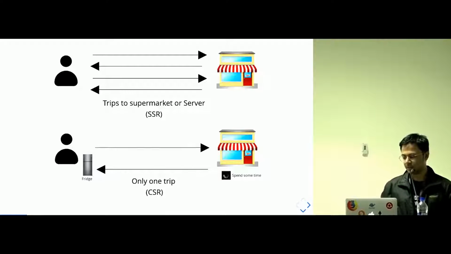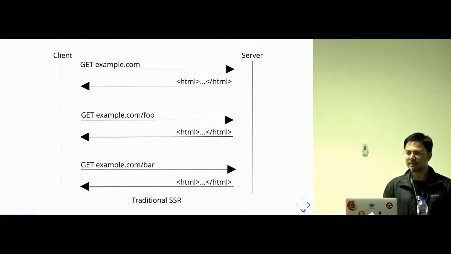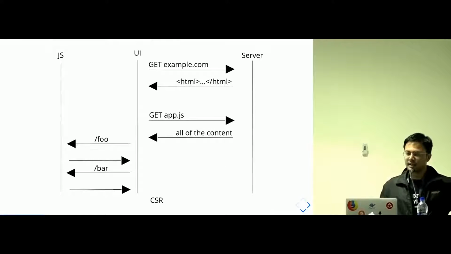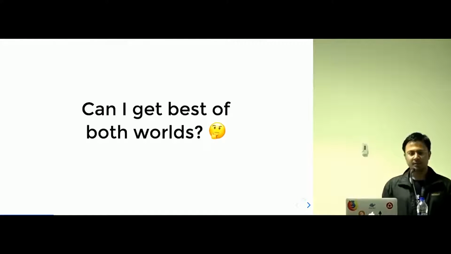So let's go on to the next slide. This is typical server side rendering, where the client makes many trips to the server. For the /foo route there is another request, and for the /var route there is another request, which is traditional SSR. But in client side rendering, once app.js is fetched, all of the content is served by app.js, by the JavaScript itself, which is client side rendering. Can I get the best of both worlds?